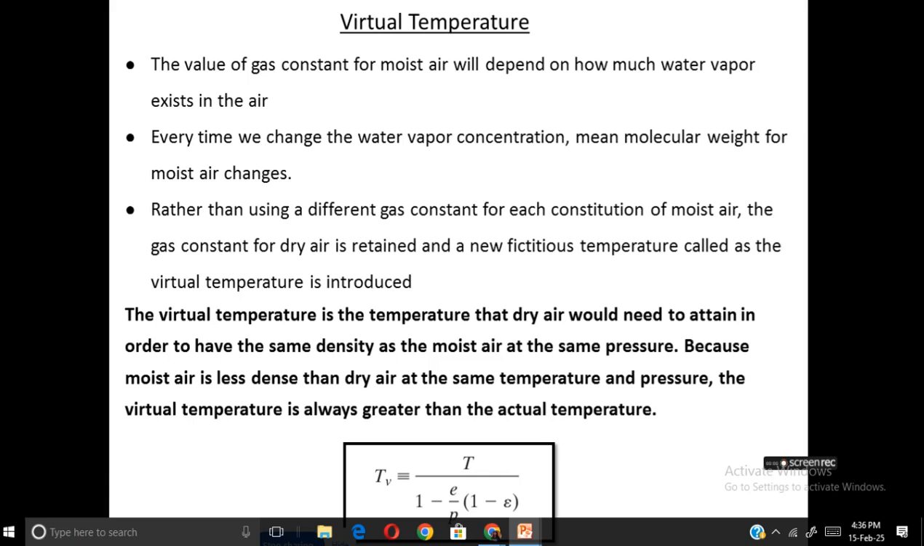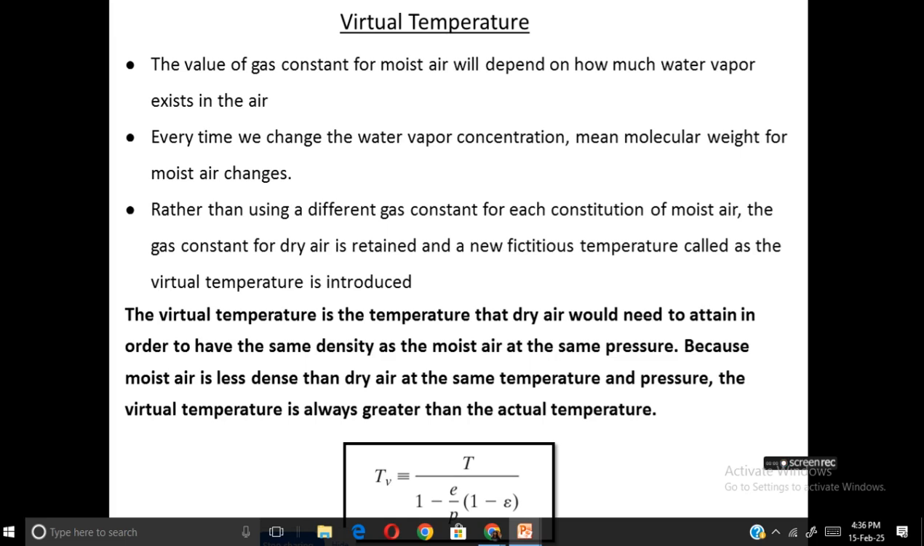So every time the water vapor concentration changes, the mean molecular weight of moisture changes. If the molecular weight of the moisture is changing, we have to recalculate the value of the specific gas constant. Rather than using a different gas constant for each constitution of moisture, meaning moisture with 50% water vapor, 20% water vapor, 30% water vapor, in each case we have to recalculate the value of Rn, which is the specific gas constant in the case of moisture.